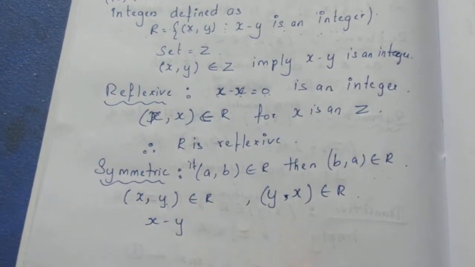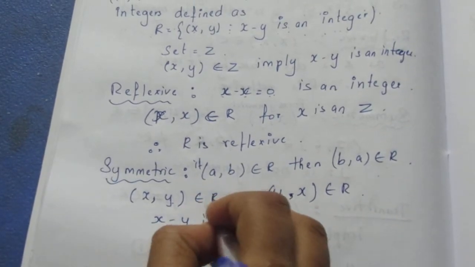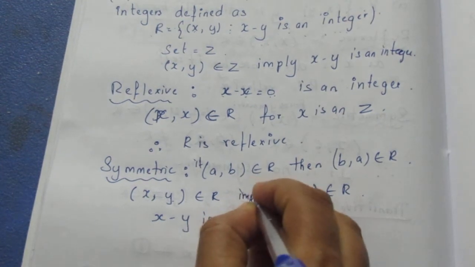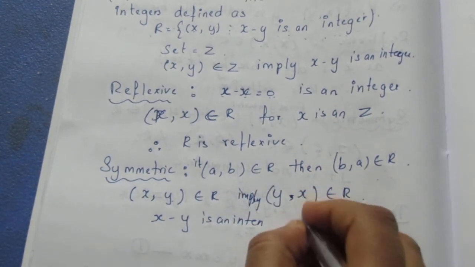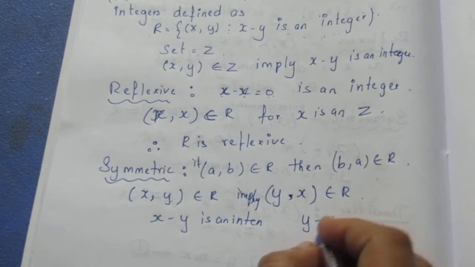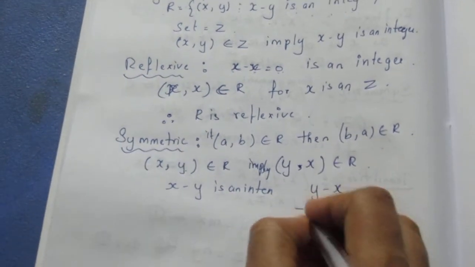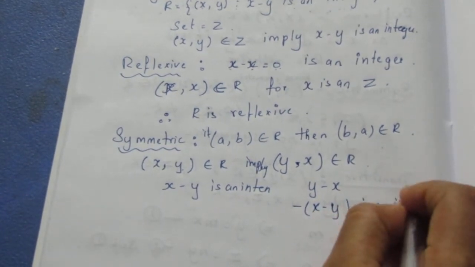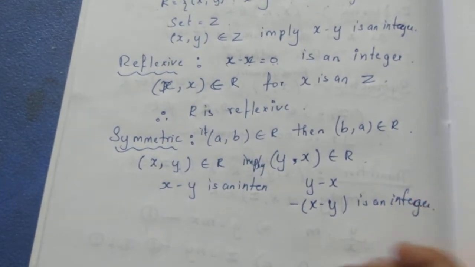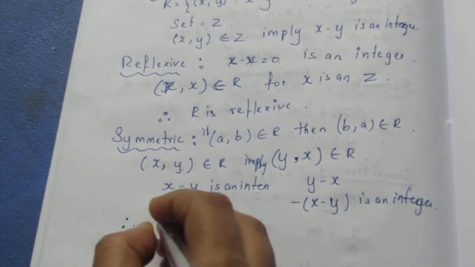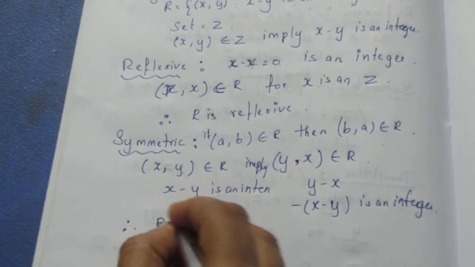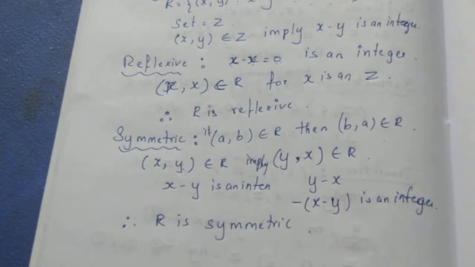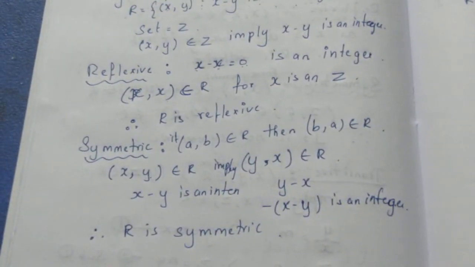because we know that if x minus y is an integer, then y minus x is also an integer. We can take the minus sign common outside. x minus y is an integer. Therefore, R is symmetric. So we have proved the given relation is symmetric.